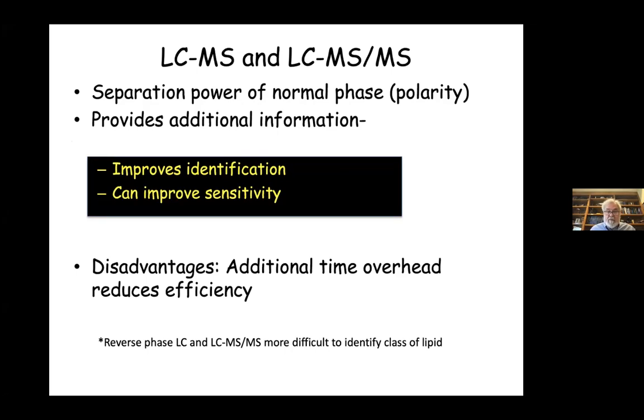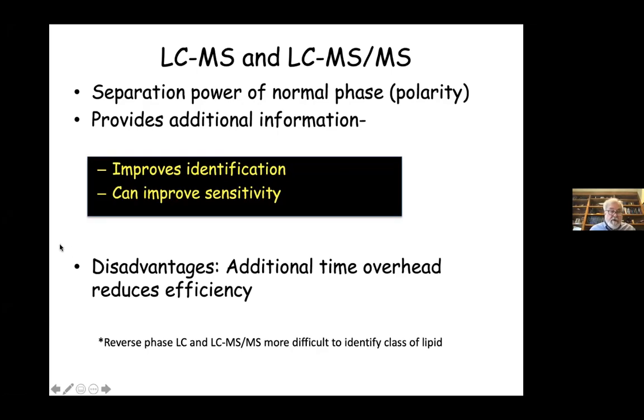He really nicely pointed out, so I took out anything which might prove that point. He proved it quite nicely. I would maintain improved sensitivity quite a bit because you can separate these species, these neutral lipids, from the phospholipids, for example, which are present in much higher concentration in some samples. Now, the disadvantage of this is there's an overhead of time, and that reduces efficiency.